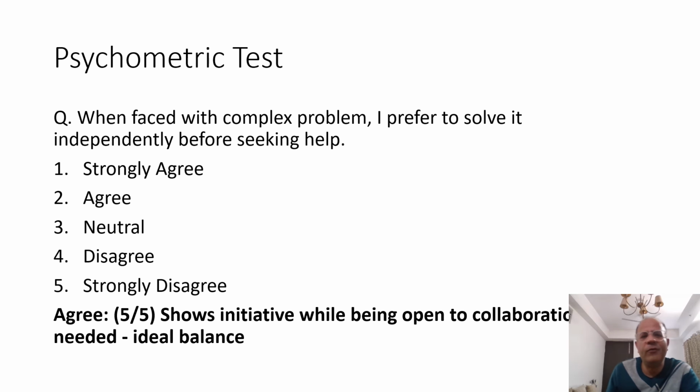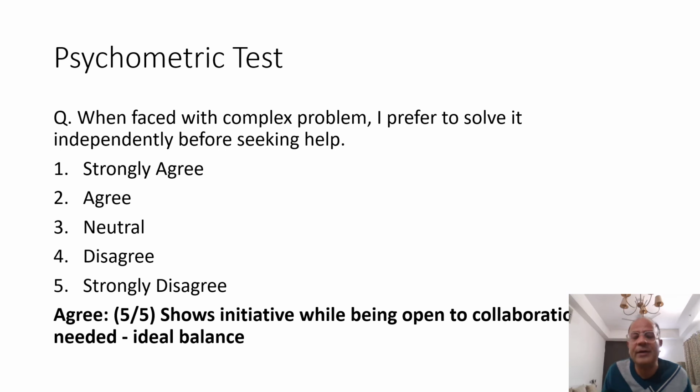Let's say if I go for strongly disagree over here, I'm going to fetch 1 point, because strongly disagree shows that you don't want to go with your problem solving skills, so you prefer taking help all the time. So I will get 1 point out of 5, which is going to be less. But at the same time, if I go with strongly agree over here, for some of you it's going to be an eye opener.